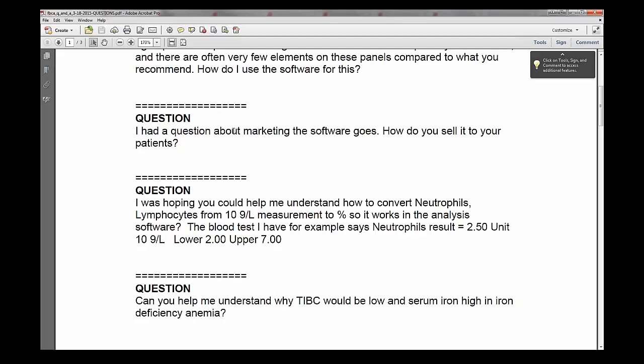Ultimately, the way that I've looked at it is that practitioners are marketing the software in many different ways. And I think any time that you think about marketing, it has to start with learning how to sell a blood test to your patient. You have to communicate value. Communicate the value of blood testing to your patients, why it's that important.